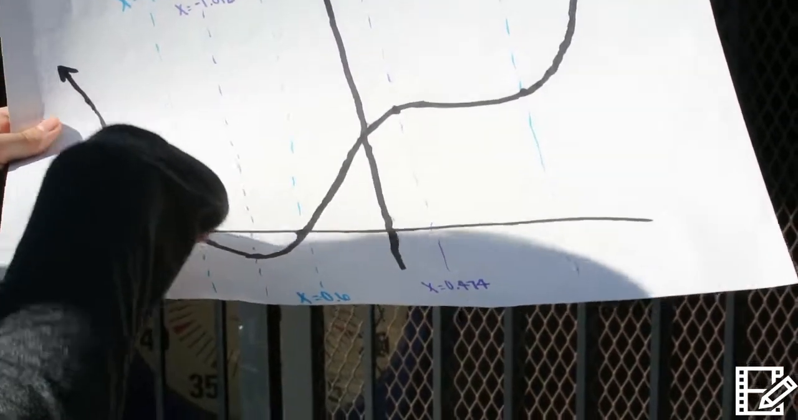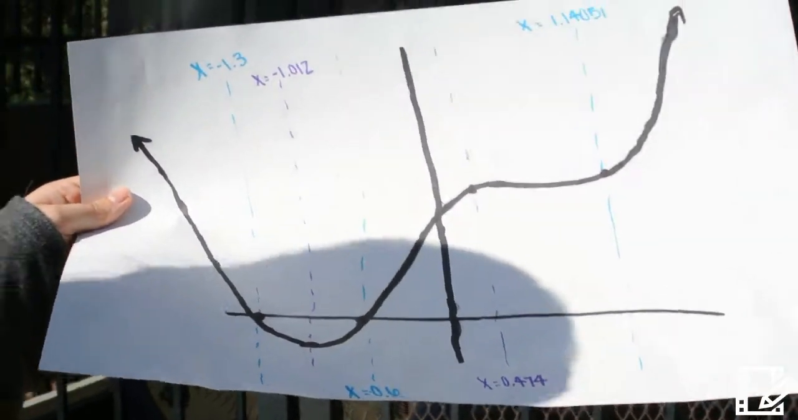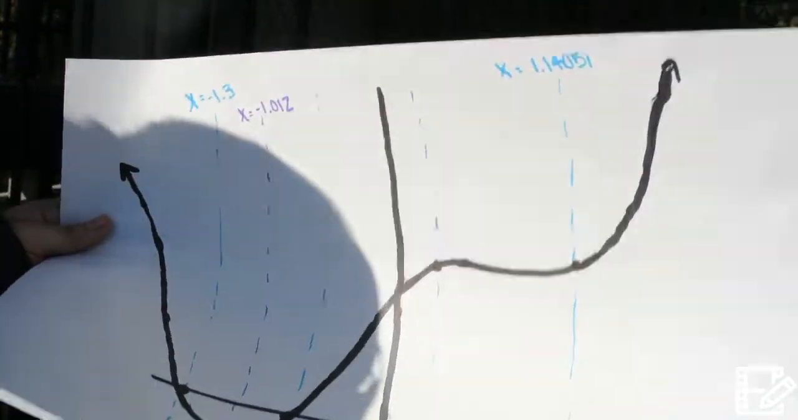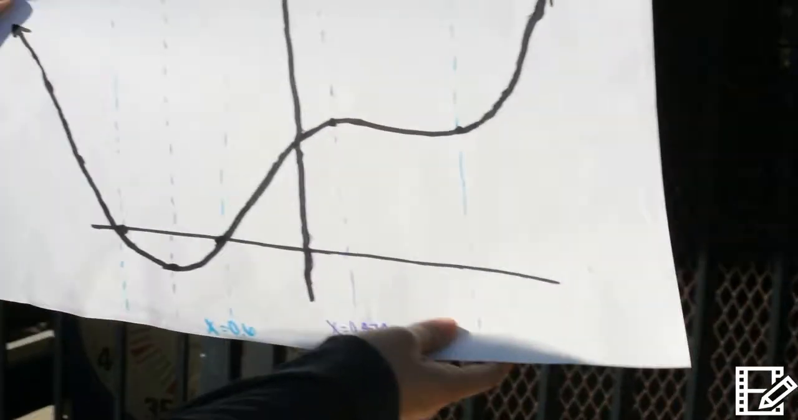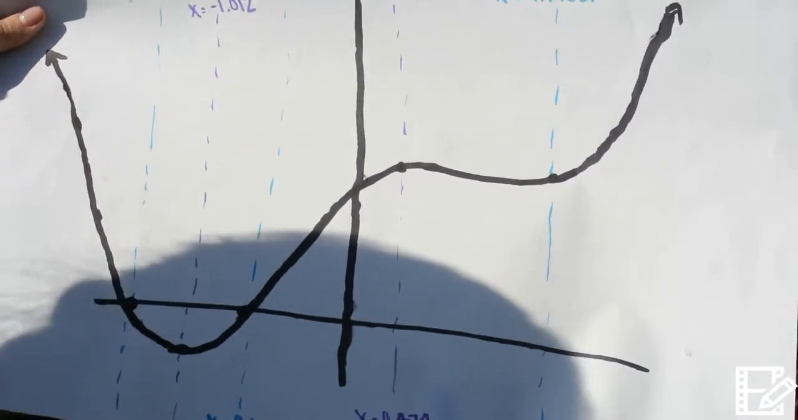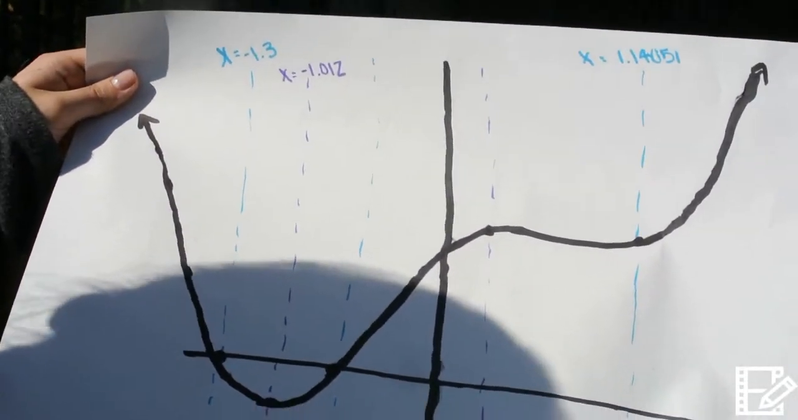So we can see here that at this point here, the graph is like a smiley face, and therefore it's concave up. And here too, it is also concave up. The points where it switches from concave up to concave down are called points of inflection. And that is when the second derivative is 0 or undefined.